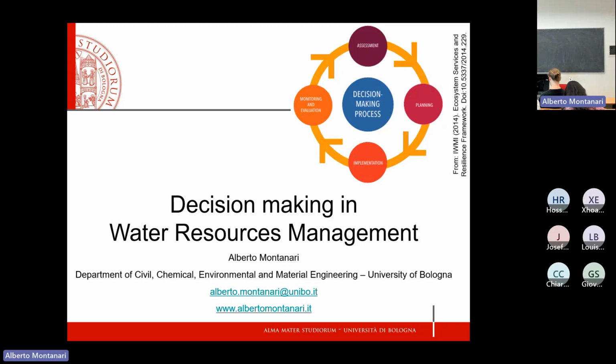Okay, so decision theory is a support for decision making, of course. And why is decision making important? Because as we saw today, in some of the cases, we may have different solutions to adapt to climate change. We talked about big dams with respect to distributed water storage, for instance. So it's not an easy decision to decide what is the best solution.